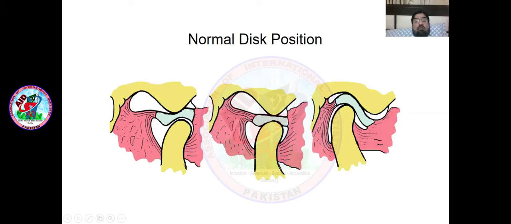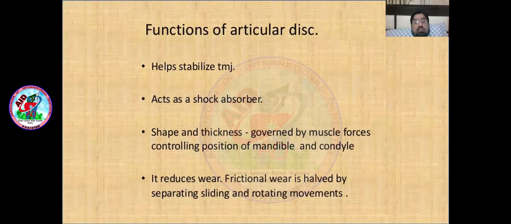Now, function of the articular cartilage: it helps to stabilize the TMJ, acts as a shock absorber, and its shape and thickness are governed by the muscle forces, controlling the position of the mandible and the condyle. It's so beautifully designed, architected by the Almighty Allah, that its shape and thickness move with the muscle movement, and it obeys the muscle order. It reduces wear; frictional wear is halved by separating the sliding and rotation movement.